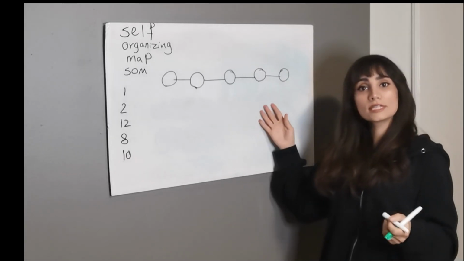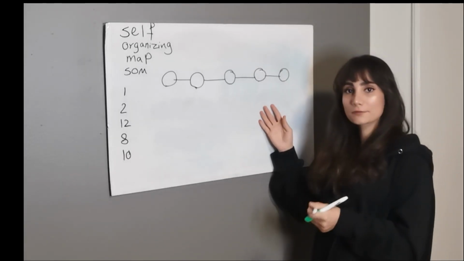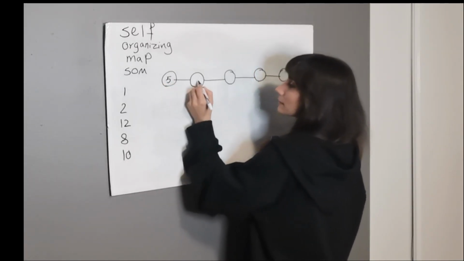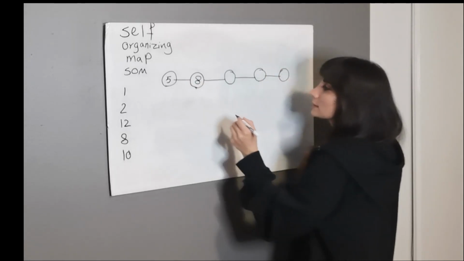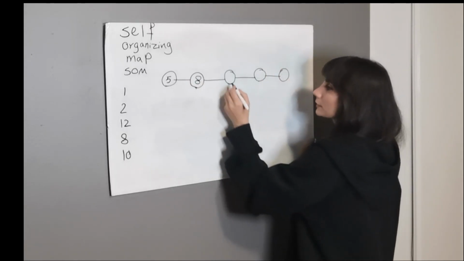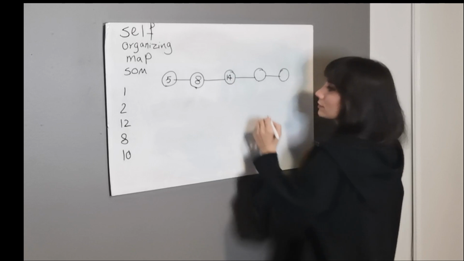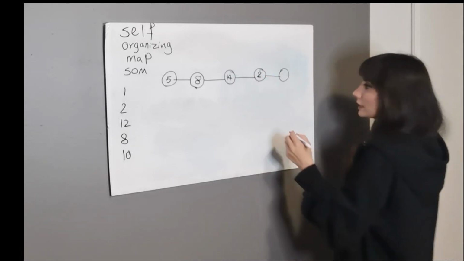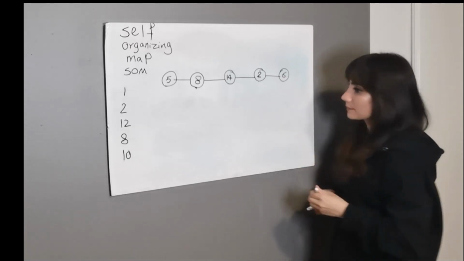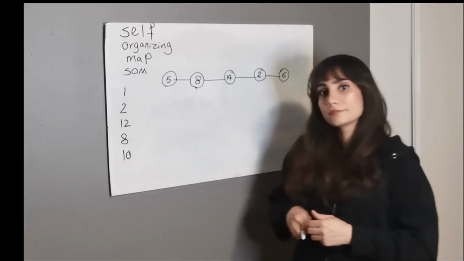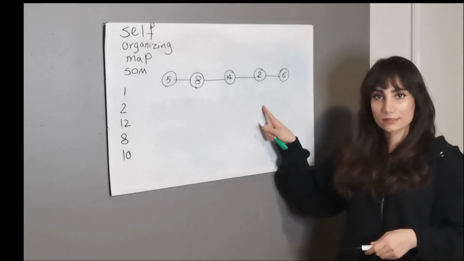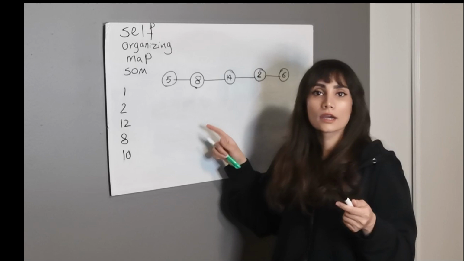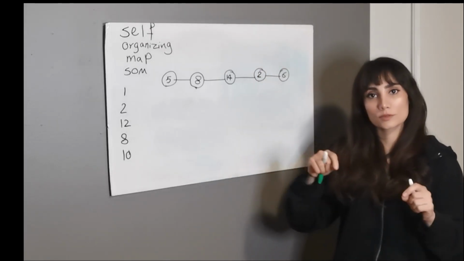So initially I'm going to give different weights to each one of these. For example, I'm going to give 5 to this, I'm going to give 8 to this, 14 to this, 2, and, for example, 6. Okay? So these are initial weights, and I just have one dimension. I just have the numbers. It's just the difference between the numbers.